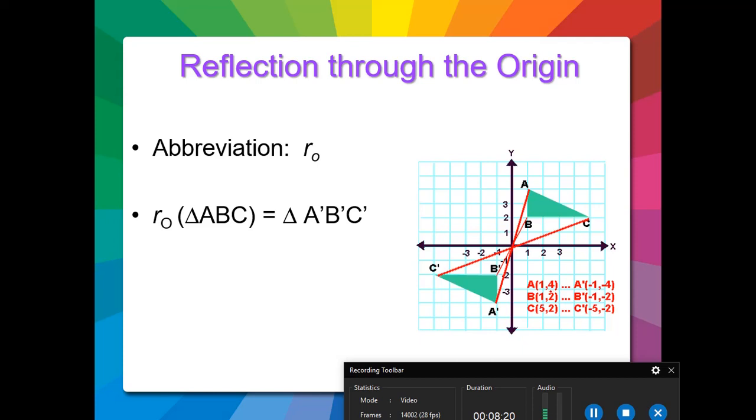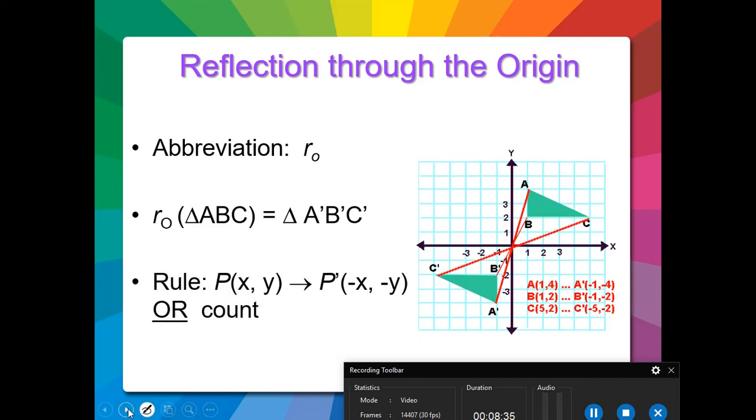If we examine their ordered pairs, though, A was at 1, 4, A prime is now -1, -4. C was at 5, 2, C prime is now at -5, -2. So this one does have a specific rule. You can take any generic point P located anywhere in the coordinate plane. It will map to P prime by negating X and negating Y. But counting works just as well, and we just saw that.